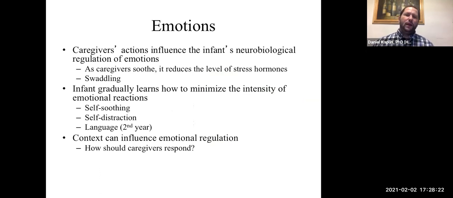Now, how can you calm a child? Well, caregivers can soothe a child by holding them, singing to them, wrapping them up in a blanket, swaddling them. So caregivers can influence infants' neurobiological regulation of emotions, but after a while, infants learn to regulate their own emotions. They engage in self-soothing. They engage in self-distraction, so changing what they think about. And with language, they can communicate their emotions to regulate them.